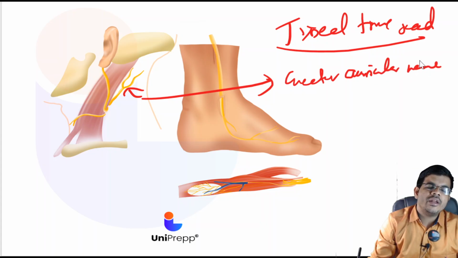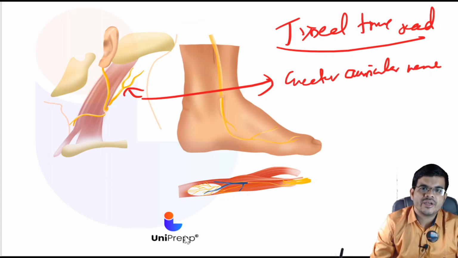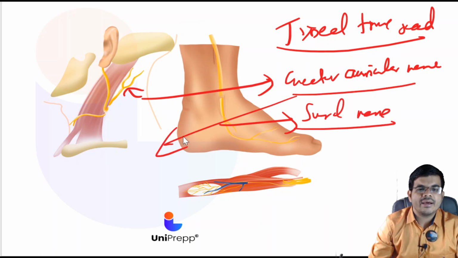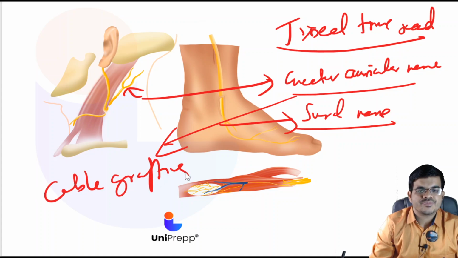If the greater auricular nerve seems inappropriate, for example, if the segment needed is longer, then in that case you will use a sural nerve. Okay, sural nerve. And the way this is being used is what is known as cable grafting. This is what is called cable grafting.